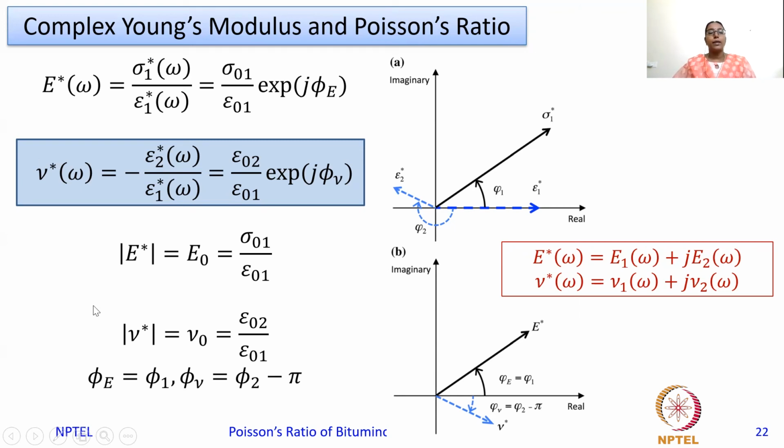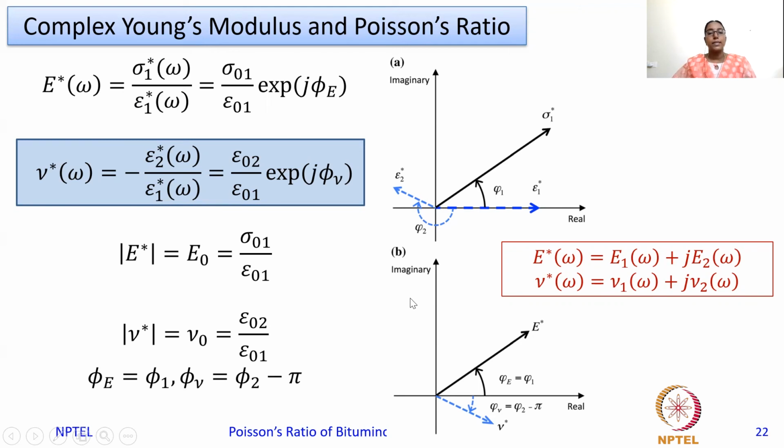Now also we can express this complex Young's modulus and complex Poisson's ratio in terms of the real part and imaginary part, as given by E star omega is equal to E1 omega plus j E2 omega, where E1 represents the real part and E2 represents the imaginary part. Similarly, for the complex Poisson's ratio, you have nu 1 omega plus j nu 2 omega, where nu 1 omega represents the real part and nu 2 omega represents the imaginary part.